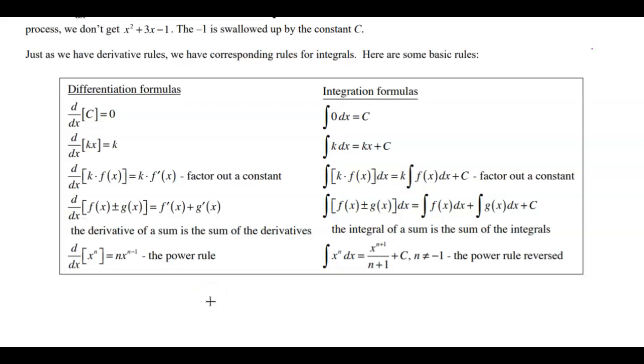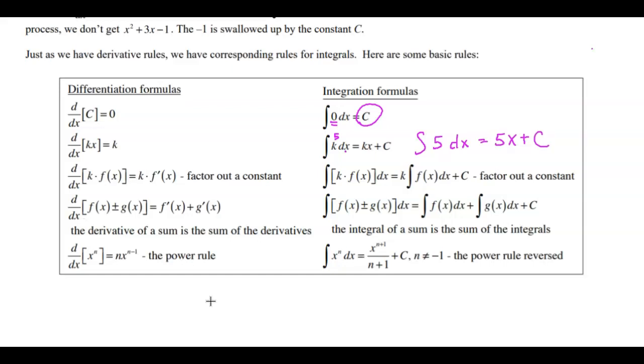So if I integrate 0, that means I had to start out with a number because the derivative of a number is 0, okay? If I have a number, remember k is a number because x is the variable. So if I started out with a number like 5, well, what did that have to start out with? Well, it had to have a power of x. So this would be 5x plus c.